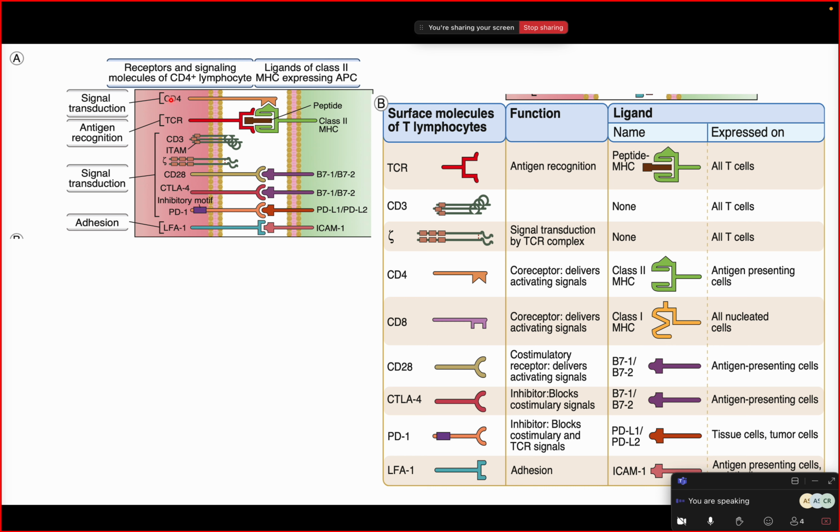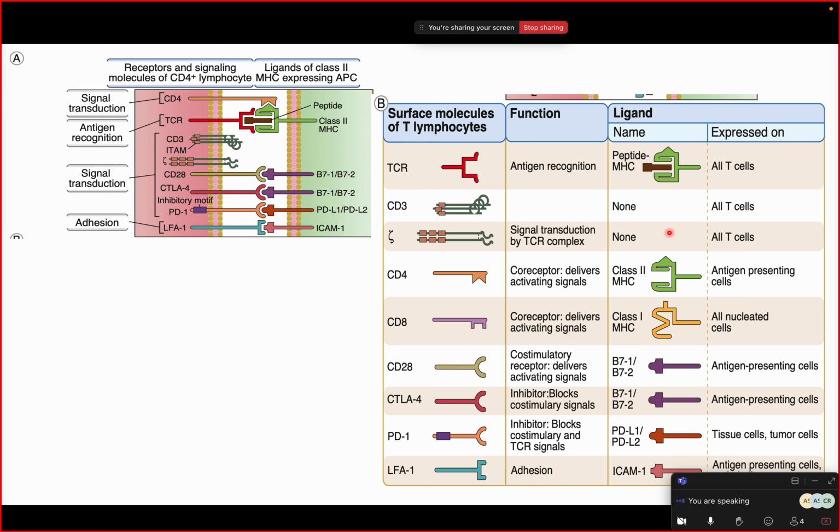So a signal transduction peptide is present, a receptor is present on the CD4, which is CD4, like the name itself says, because it has cluster of differentiation of type 4, hence it is CD4. Then we have T cell receptor, then we have CD3, ITAM, CD28, CTLA4, inhibitory motif PD1, and then we have adhesion molecules as well, which help in recognizing the cell to cell interaction. Okay, and these are their corresponding complementary receptors on the antigen presenting cells. Okay, same thing goes here.